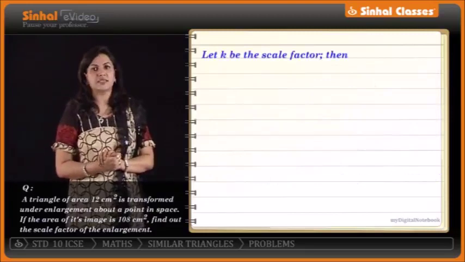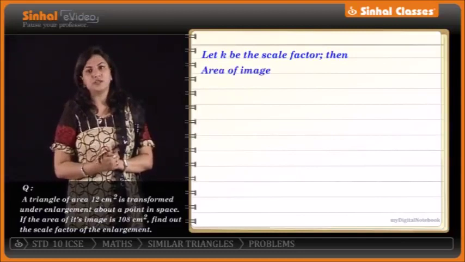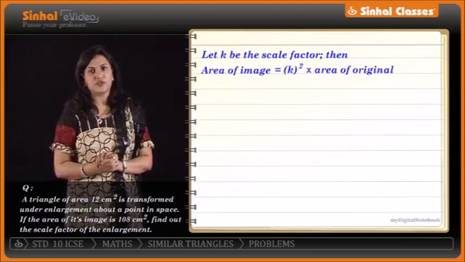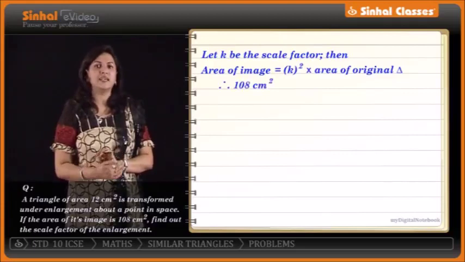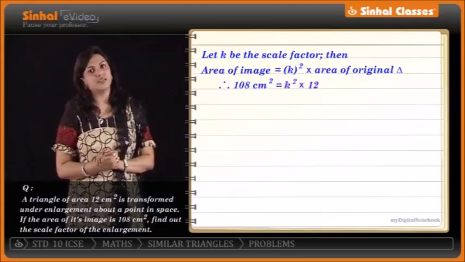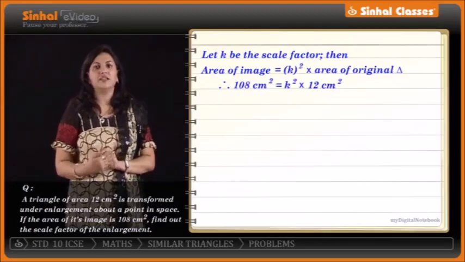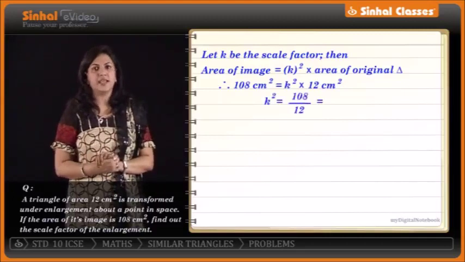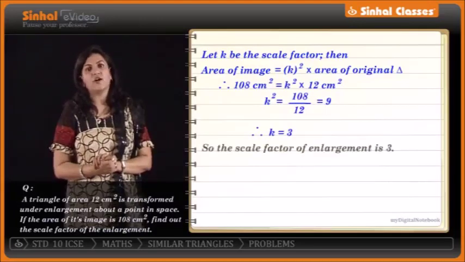Now let K be the scale factor. Then we have area of the image is equal to K square times the area of the original triangle. That is 108 centimeter square is equal to K square into 12 centimeter square. So we get K square as 108 upon 12, that is 9. So K square is 9, so K is equal to 3, that is the scale factor of enlargement is 3.